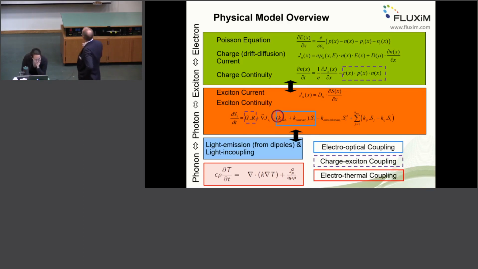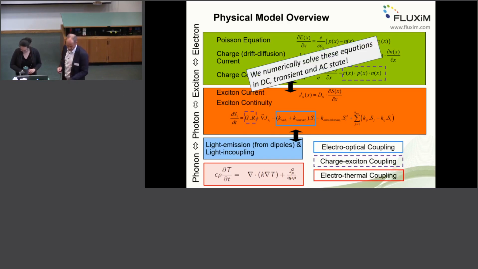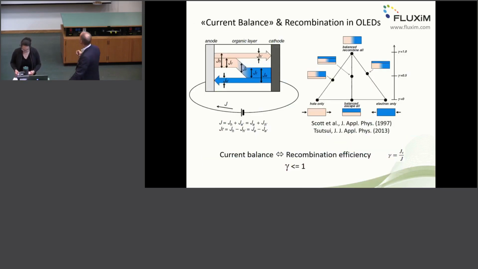And for the optical model, we consider the radiative rate here, K rad, that's coming from the optical part of the model. And K non-rad is just a material parameter that you enter. And there are some additional processes allowed, like exciton annihilation, also exciton polaron quenching, which is not shown on this example here. And also energy transfer from host exciton to guest exciton, which is simply from J to I or from I to J. We can transfer energy. So we can couple several exciton equations. You can have several excitons in the same emission layer, for instance. And we can solve all these equations in DC, transient, and AC state.